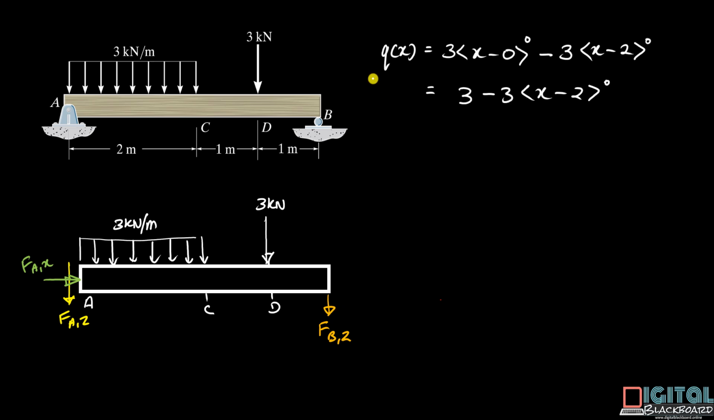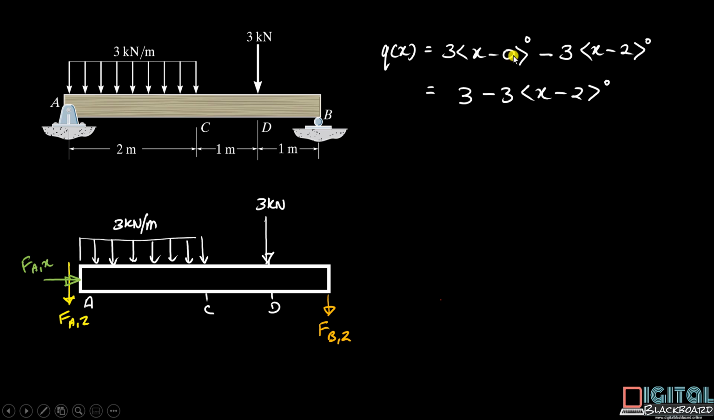Let us now write down the loading function in the z direction. The first term here represents the distributed loading starting from point x equal to 0, extending all the way to the end of the beam. But however, in reality, the distributed loading is only applied from x equal to 0 to x equal to 2. Therefore, we will have to subtract off the portion from x equal to 2 to x equal to 4. And this second term is the subtraction term.